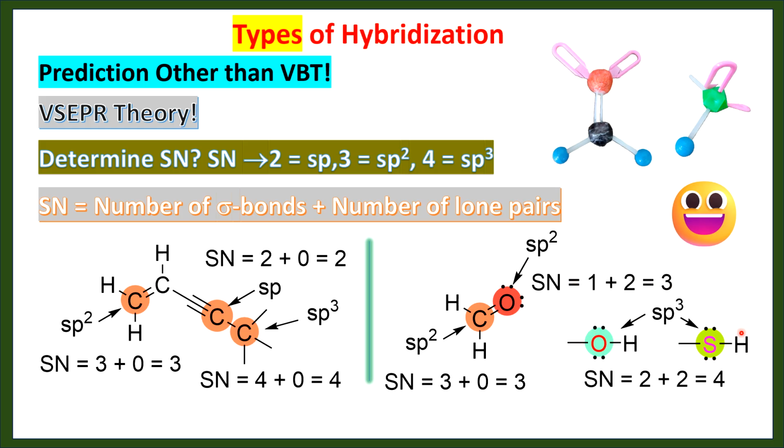Here, alcohol and thiol, both cases have 2 sigma bonds plus 2 lone pairs, so total steric number 4, that means sp3 hybridized. But one thing that we can easily remember is that VSEPR is more reliable, very easy to remember.